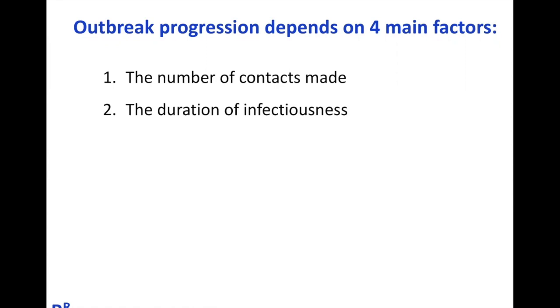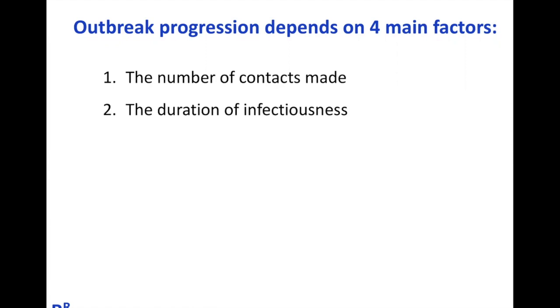Okay, which data do we need? What will the modelers ask from us? Outbreak progression depends on four main factors. First, the number of contacts made. That's why you probably heard in this pandemic a lot about contact pattern and contact reduction and so on. And to be able to judge it, we really need to have a clue about the contact pattern.